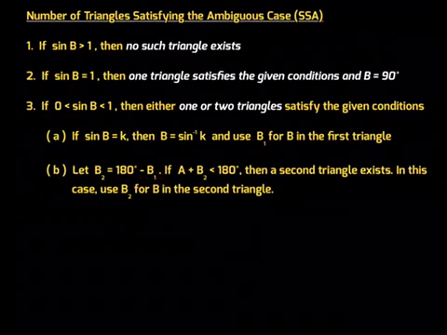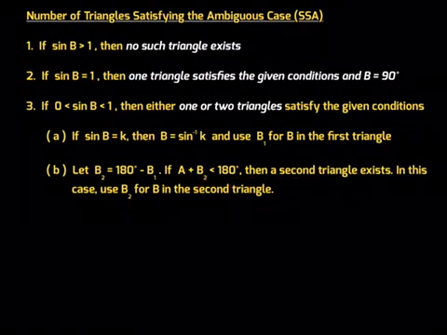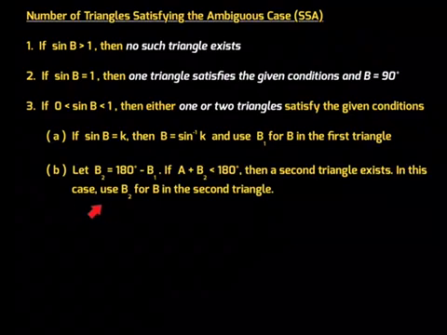Now, this second option for angle B is only valid if the given angle A in the problem plus B sub 2 is less than 180 degrees. If that's true, then a second triangle does exist. If A plus B sub 2 is greater than 180, then there's only one triangle that exists. So if it is less than 180, then two triangles exist. You're going to use B sub 2 for B in the second triangle. We saw all of this happen in the previous example. Now let's go to the next example and see what happens there.